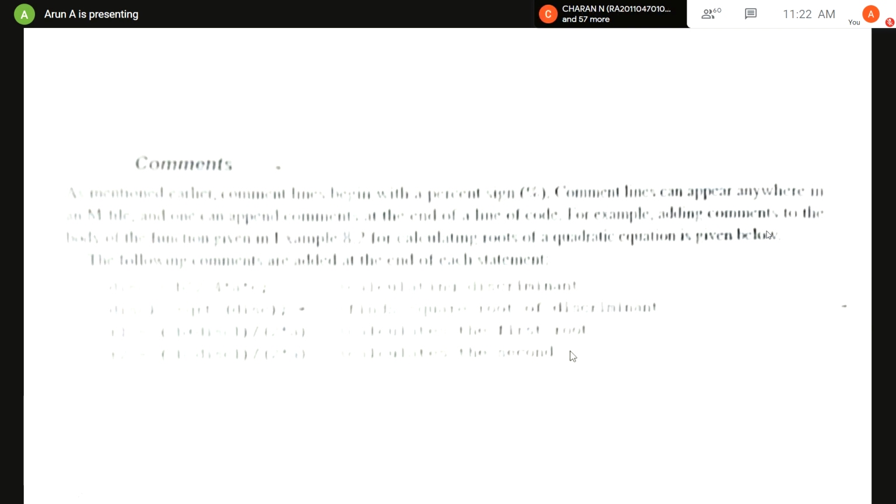And the next one is comments. You could see the comments on the right side, right? For example, calculating discriminant. With respect to the lines, we write the comments. So these are the five important classifications which sit inside your program. As I said, these five important parts are essential in defining the function.